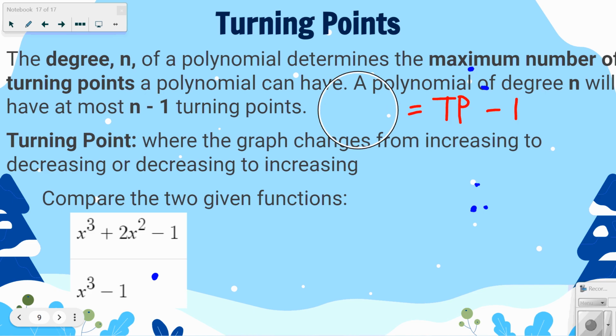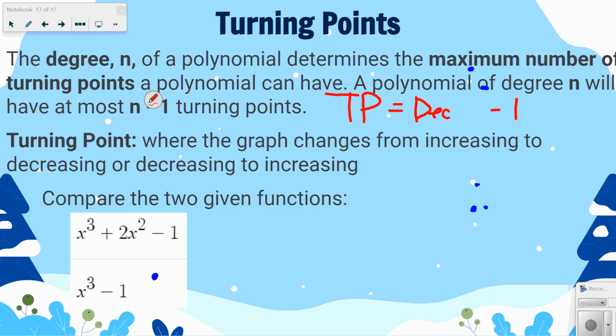Oh, sorry, other way around. Your turning points will be equal to your degree minus 1. So remember with my quadratic, my degree is 2. Remember you always have 1 vertex point or 1 turning point.